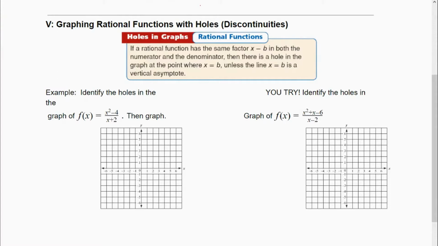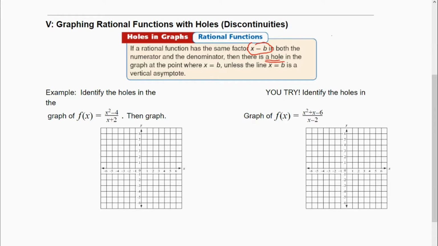Our last objective is graphing rational functions with holes in them. And a hole is also known as a discontinuity. And if you're coming to AP Calculus with me, please keep that phrase in mind. All right, holes in graphs. If a rational function has the same factor, x minus b, in both the numerator and denominator, then there is a hole in the graph at the point where x equals b, unless the line x equals b is a vertical asymptote. All right, so let me just explain what that means.